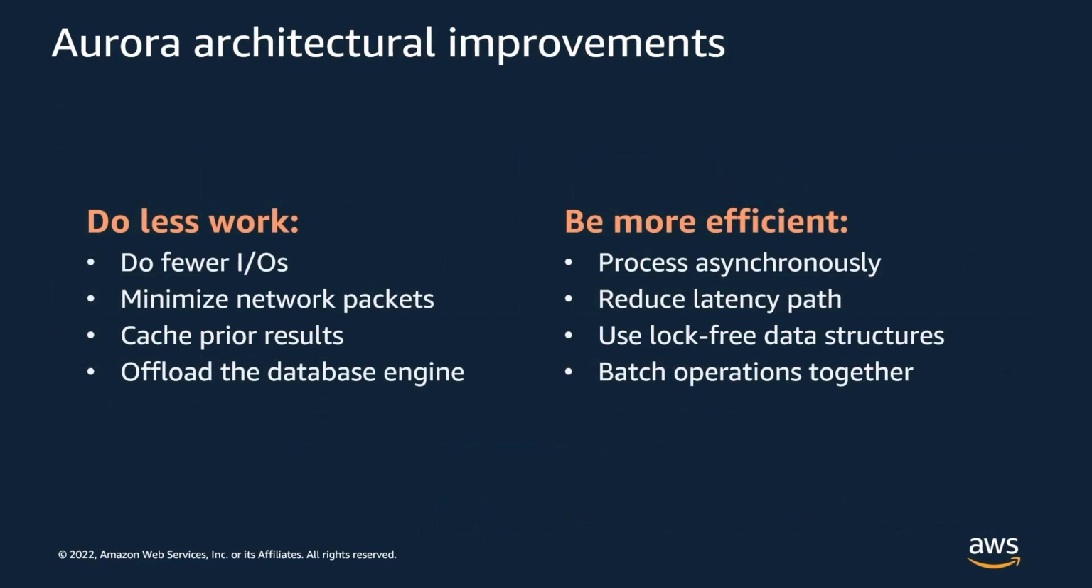So to summarize, these architectural improvements mean that Amazon Aurora does less work, like making fewer I/O requests and minimizing network round trips, while being more efficient by asynchronously processing requests and reducing latency path. This results in a significantly more scalable database system when compared to the self-managed version of MySQL and PostgreSQL.